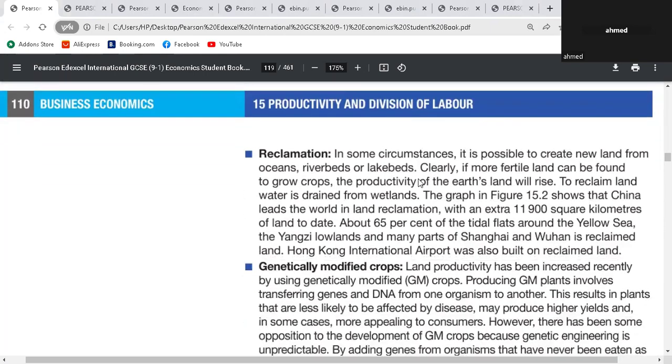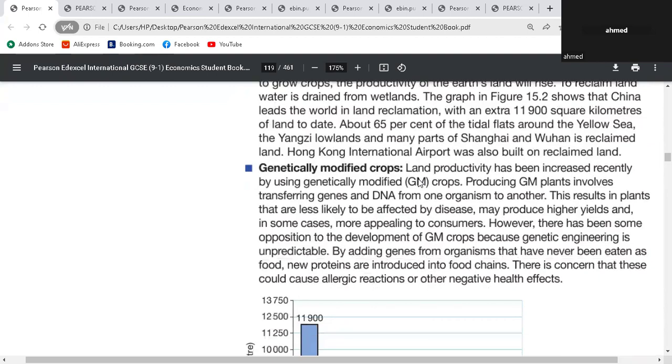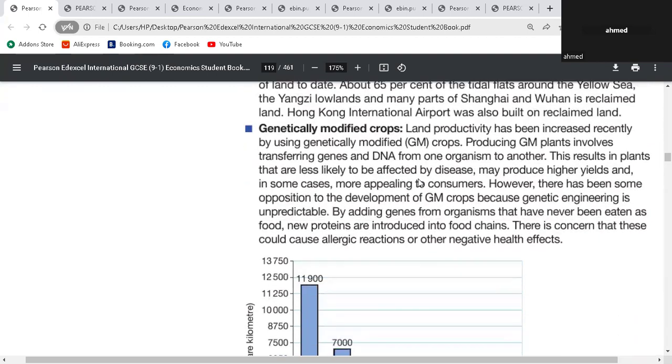Clear. The next one, reclamation. For reclamation, we're talking about finding new land from where there's no land. Like in the oceans, in the river beds, in the lakes, we create land there. That is another process, because when we are able to do that, it increases the amount of land available. Yes or no? Yes. Do you understand that? Yes.